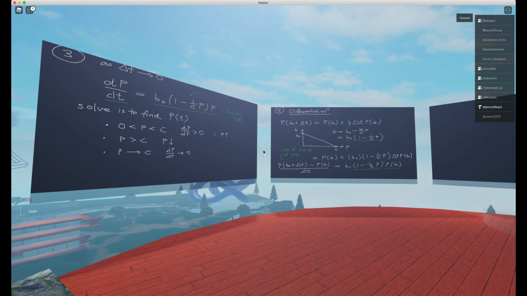And finally, if p is much less than c, examine the term in brackets again. If p is much less than c, p divided by c is very small and can be neglected. And that means that the differential equation for very small values of the population relative to the carrying capacity roughly looks like just B0P.